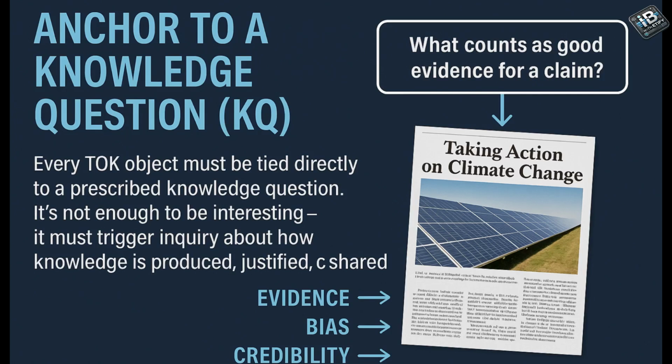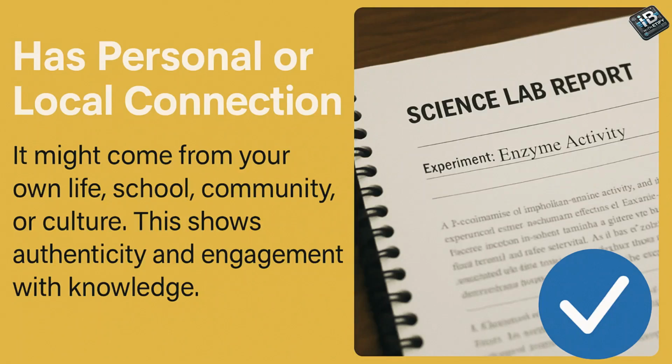Let's say you choose the question, what counts as good evidence for a claim? A news article reporting on climate change would be a strong object. Why? Because it raises immediate questions about evidence, credibility, source bias, and scientific methodology. That article isn't just news, it's a gateway to TOK exploration.